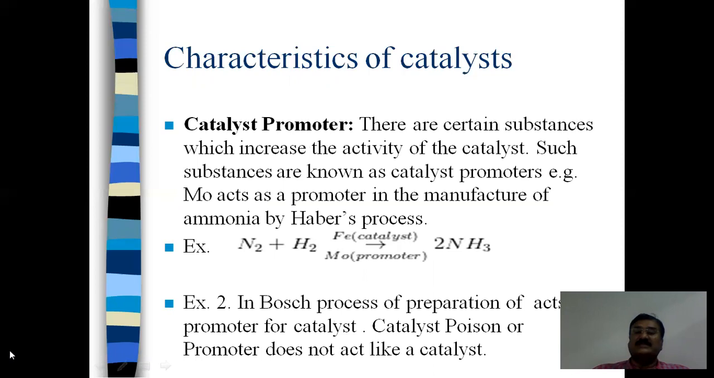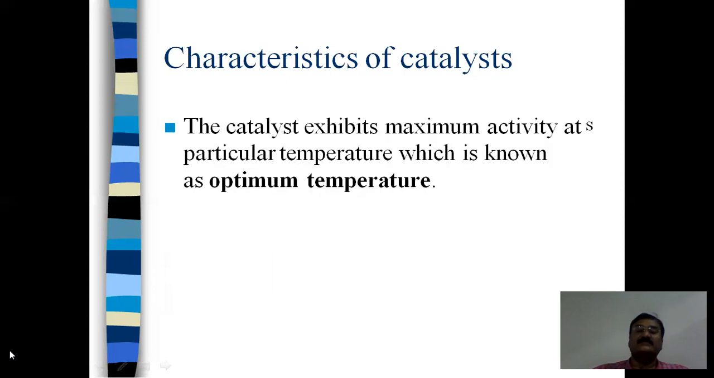Catalyst promoters are certain substances which increase the activity of the catalyst. Such substances are known as catalyst promoters. Example, Mo acts as a promoter in the manufacturing of ammonia by Haber's process. Example, N2 plus 3H2 in presence of Fe catalyst and Mo promoter gives 2NH3. The catalyst exhibits maximum activity at a particular temperature, which is known as optimum temperature.